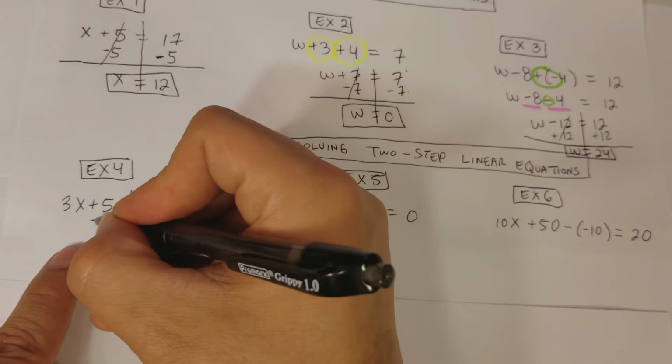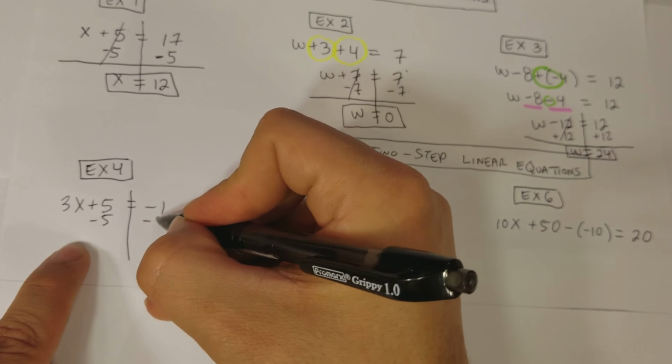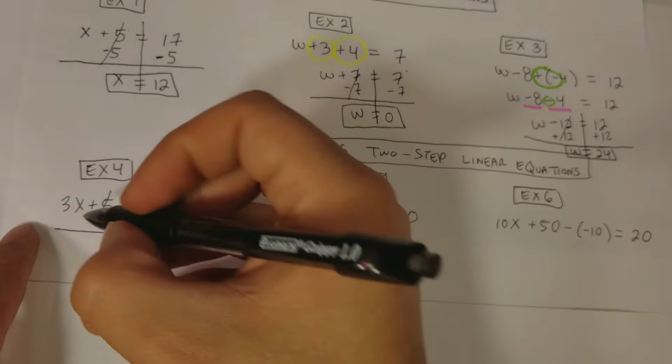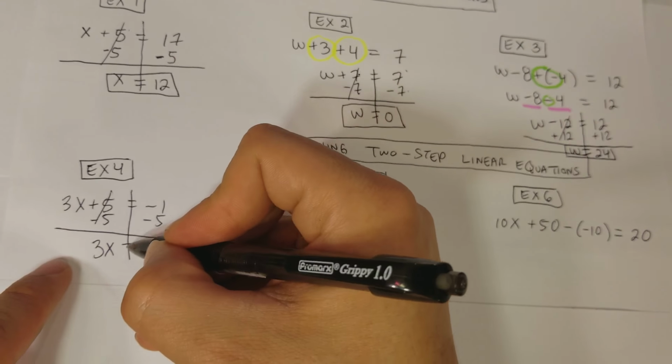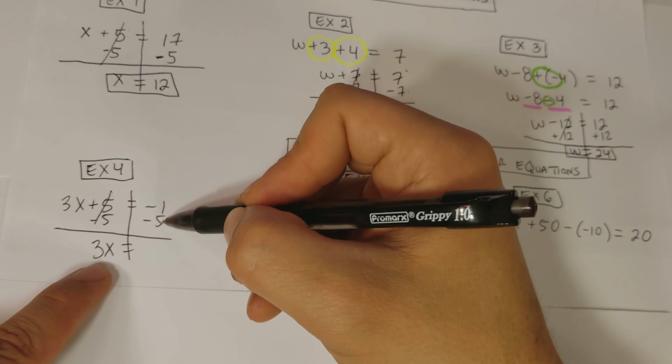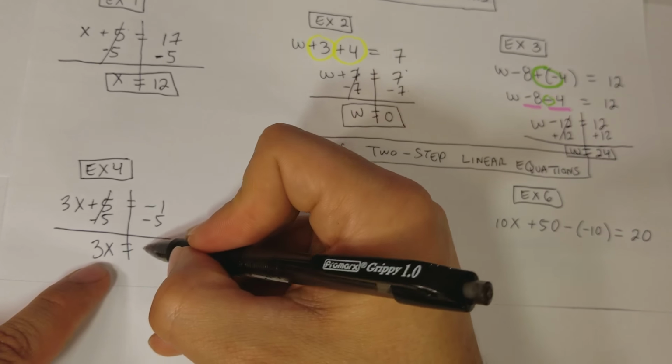So we do minus 5 on this side and minus 5 on this side to keep the equation balanced. The positive 5 and the negative 5 go away. We get 3x left over, just drop that down, is equal to negative 1 minus 5. Oh, these two are negative, so we just add them up, and then the answer is going to be negative 6.